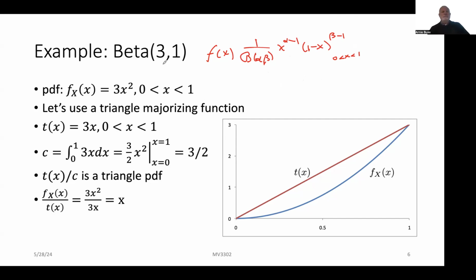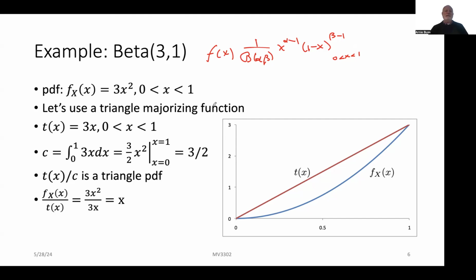Okay, so for a beta 3, 1, if we plug into this, we see that alpha is 3, that turns it into x squared, and beta is 1, that makes it 0. And so it's something times x squared, and it turns out that the beta function at 3 and 1 turns out to be 3. Okay, so that looks like this. It's a square. And now we can actually use the inverse transform for this, of course, right?